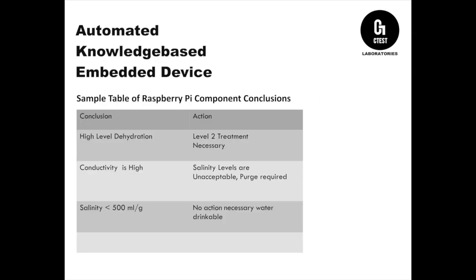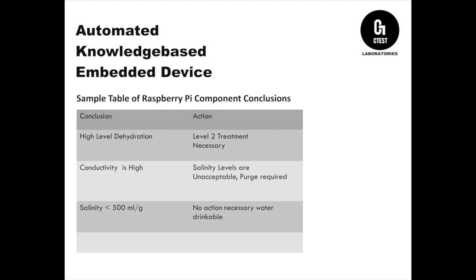As an example, when we talked about the knowledge base and the reasoner operations on the Raspberry Pi, here are some of the conclusions that our system can come up with. It can let us know that we're talking about a high level of dehydration. And because of the kind of system we have it connected to at CTEST Labs, it's able to take action. Once the system concludes that we have a high level of dehydration, there's a level 2 treatment that it will perform.